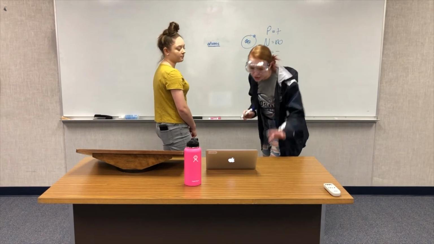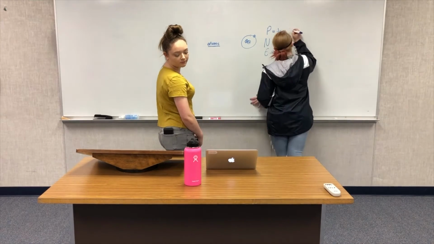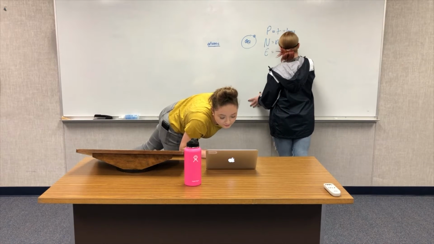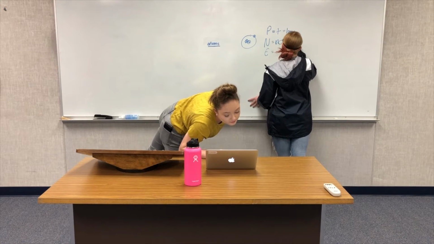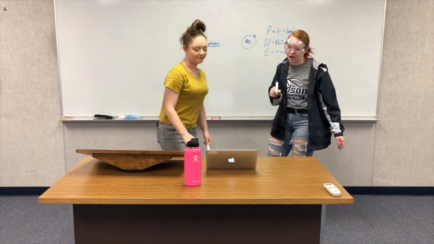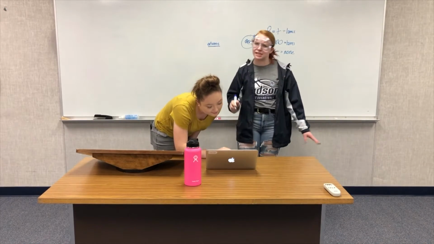Next, a proton has mass. Its mass is 1 AMU. What's the mass of a neutron? 1 AMU. What's the mass of an electron? Nothing. No mass for an electron. Anybody know where you get the mass? It's called the mass number.